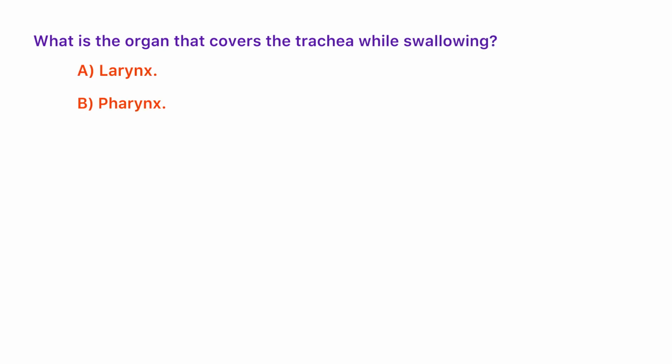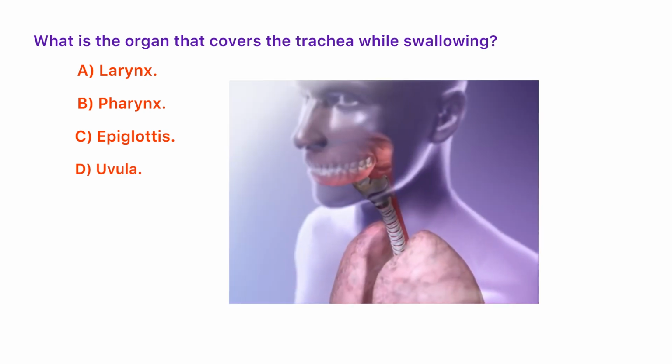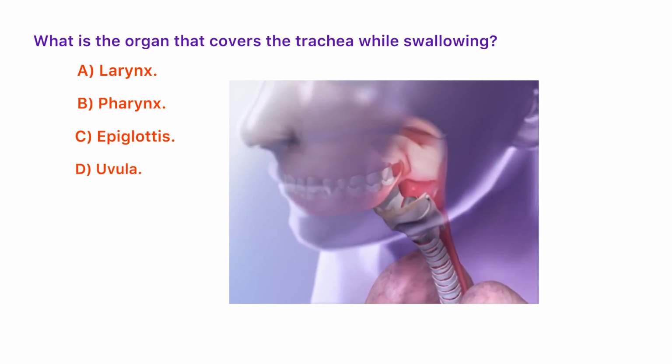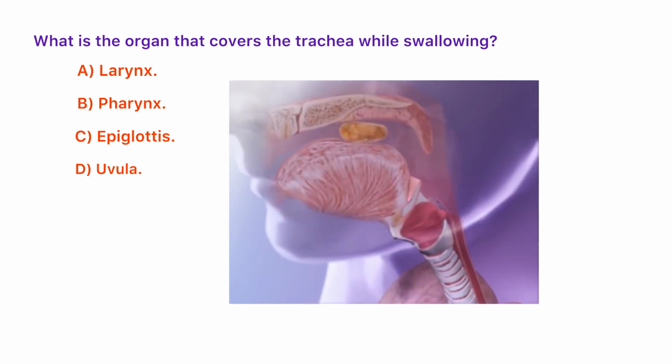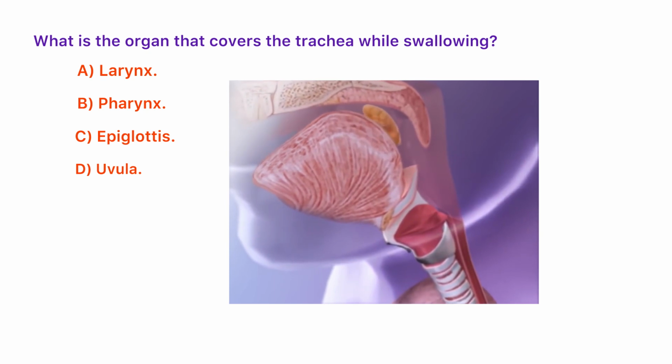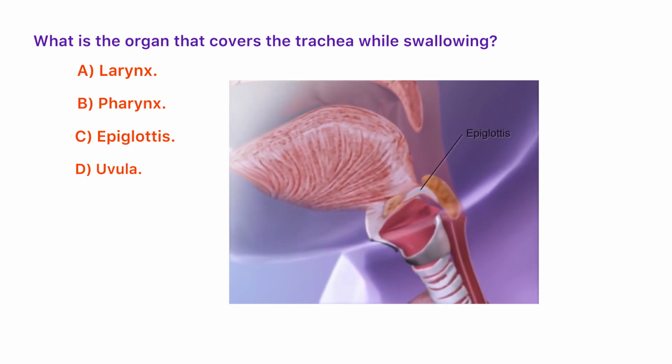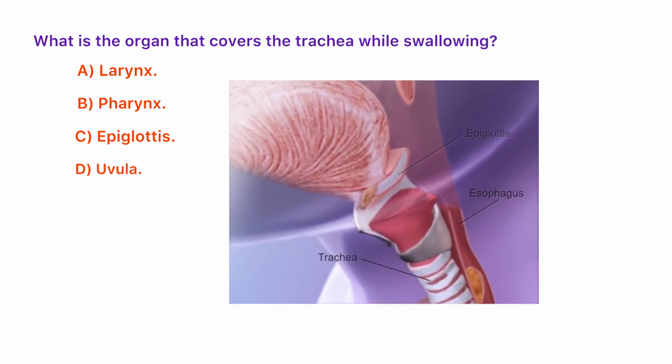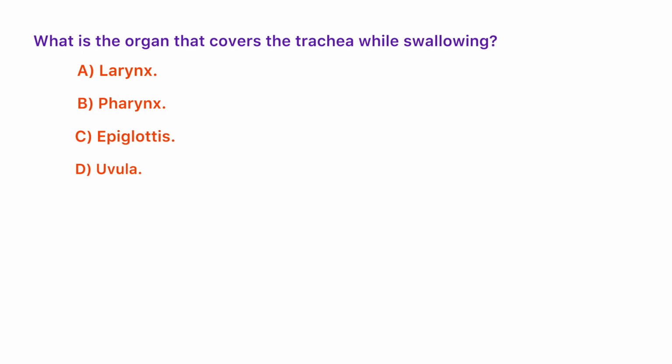What is the organ that covers the trachea while swallowing? Your choices are A, larynx, B, pharynx, C, epiglottis, D, uvula. This one's all about protecting your airway. When you swallow, the epiglottis acts like a cover for the trachea, keeping food and liquids out of your lungs. It's like a little flap that closes at just the right time. The larynx and pharynx are nearby, but they don't cover the trachea. The uvula? That's in your mouth and has a totally different function. So the right answer is C, epiglottis.